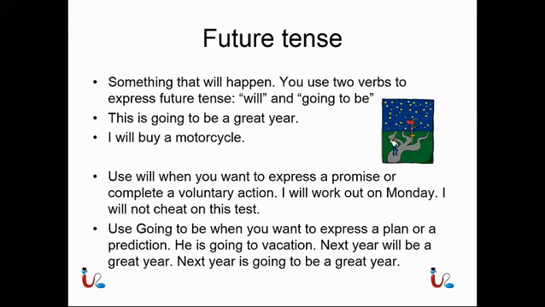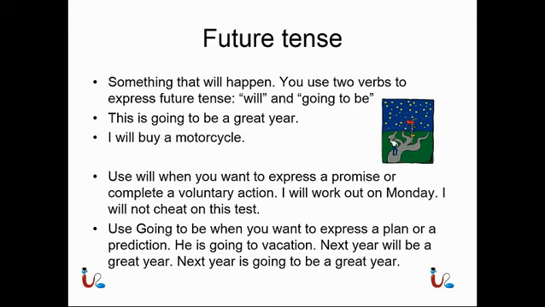Use will when you want to express a promise or complete a voluntary action. When you are promising somebody that you will do something, I promise that I will buy you a game. It is a voluntary action and a promise. It is something that you will do in the future. A voluntary action is something that you choose to do yourself. I will work out on Monday. I will not cheat on this test is another example of a promise. I will go to the gym on Monday is an example of something that you are doing for yourself. Either way, you use will.